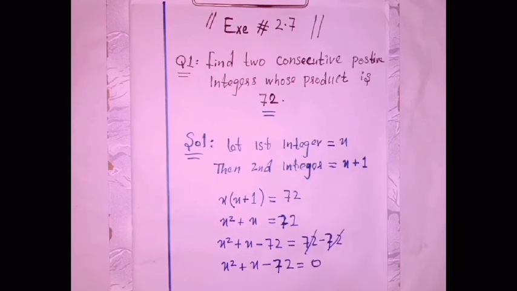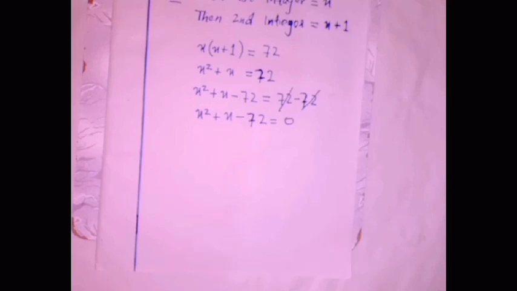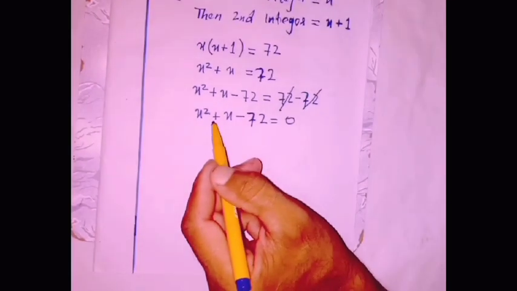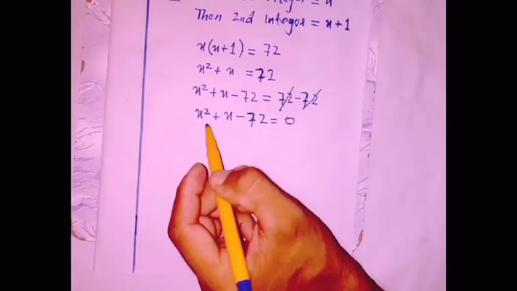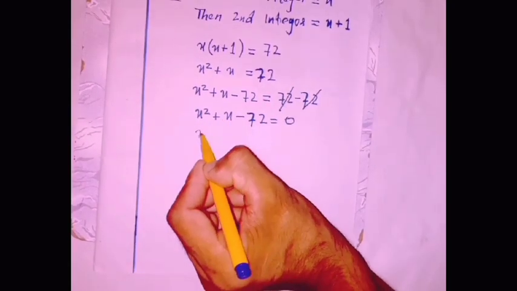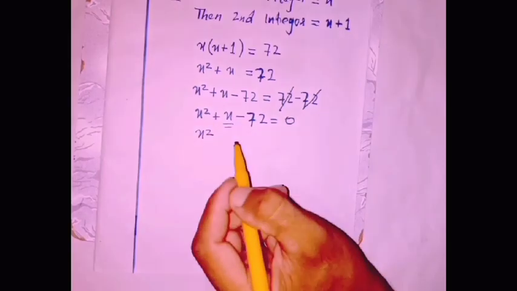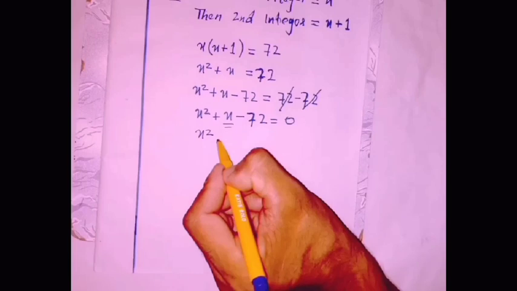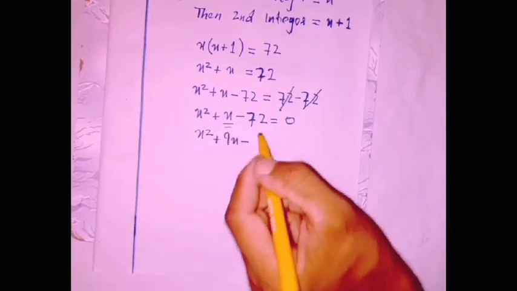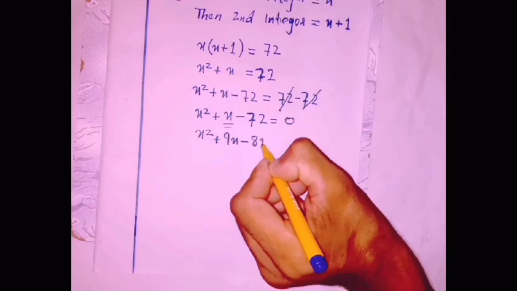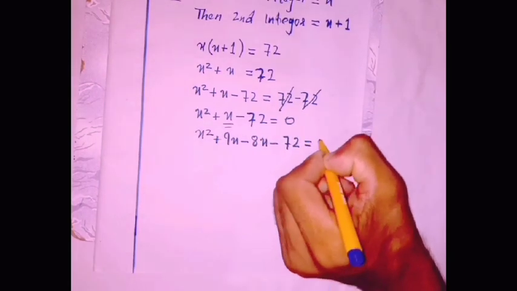Now it's a quadratic equation. We have to solve this quadratic equation using factorization. With the help of factorization we can solve. So x square, if we split x into two factors, plus 9x minus 8x minus 72 is equal to 0.